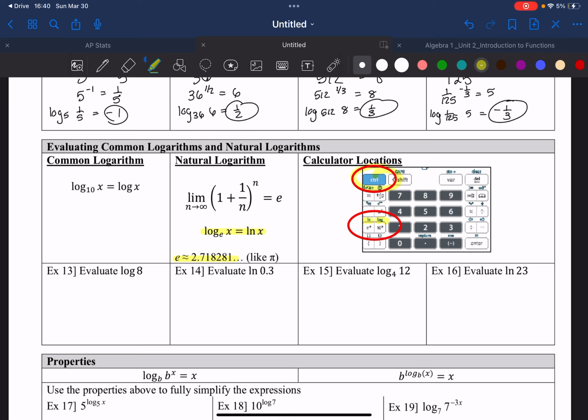Solve these out. I do not have a calculator with me right now to be able to do this exactly with you guys, so go ahead and fill this out. And then when I come back, I'll give you guys the answers to these and we'll see if you did it correctly.